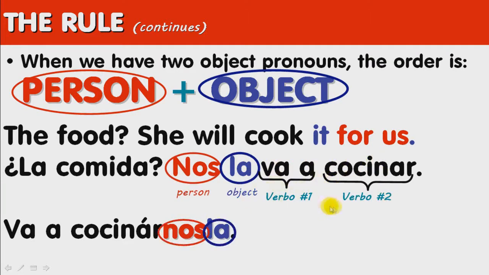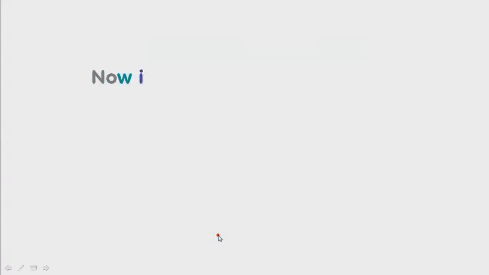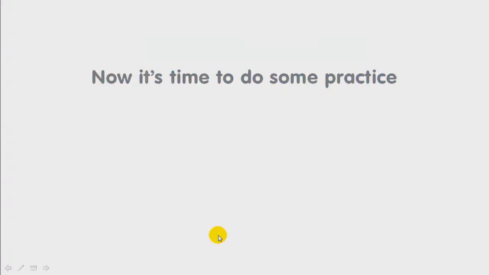And in this case, we have two verbs, verb number 1, verb number 2. For that reason, we have two possibilities, before the first verb, and in this case we are putting both objects before the verb, but always following this order, person, object. And the other option is immediately attached to the second verb. This goes in line with what we have studied before. And again, person, object. Now it's time to do some practice.